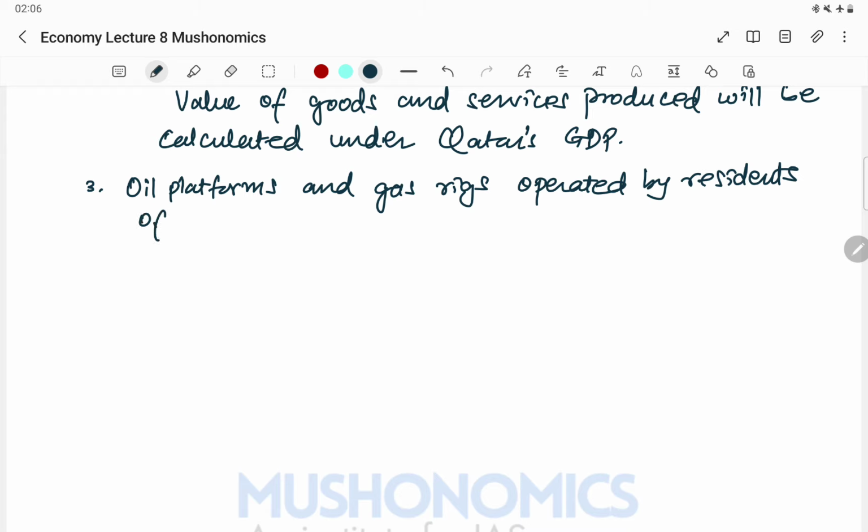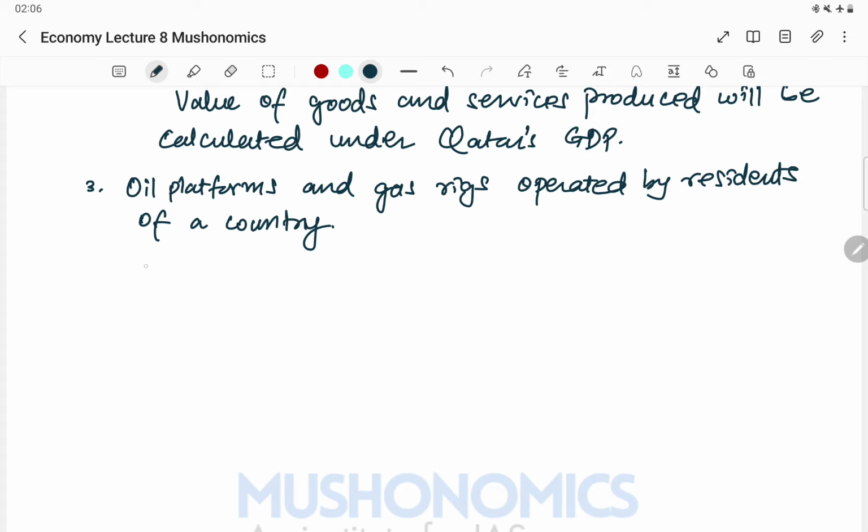Residents of a country means where the country has established its headquarters, paying taxes, etc. It will pay taxes to other countries wherever they are going also, but mainly it is about headquarters, right?